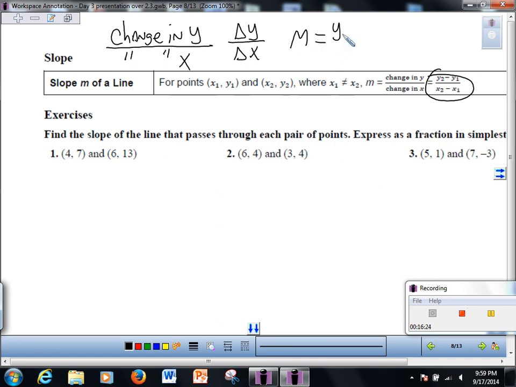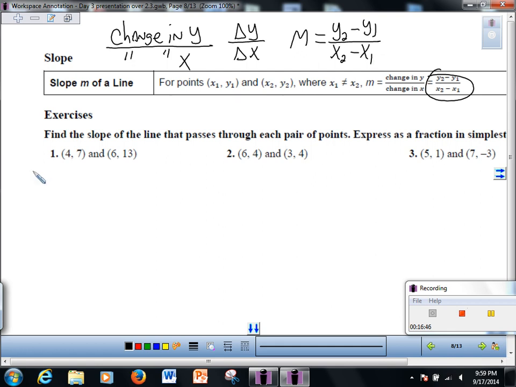Slope is the difference of your y values over the difference of your x values. Don't get caught up in the notation. Y sub 2 means your second y value minus your first y value over your second x value minus your first x value. If you're a little confused on the formula, you won't be here pretty quick. Look at your number 1. I would like to find the slope of the line that passes through each pair of points. We're going to express it as a fraction in simplest form.